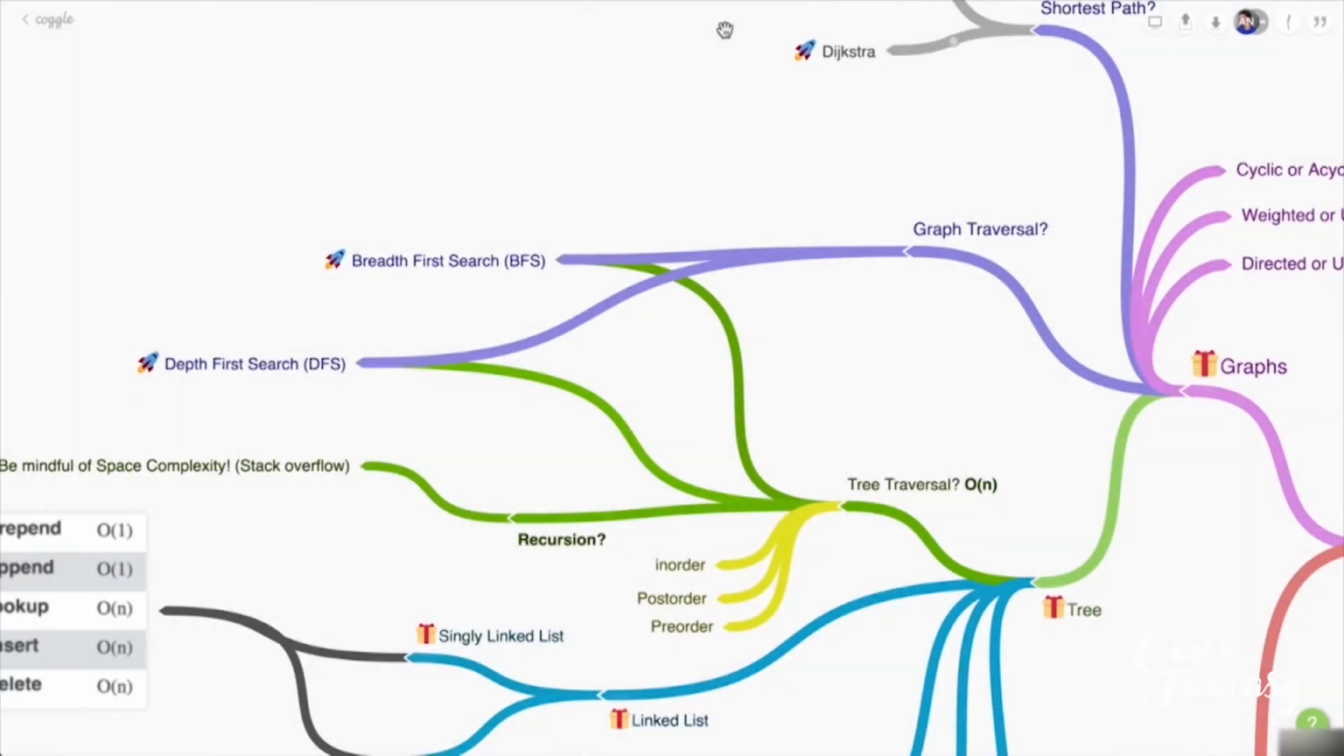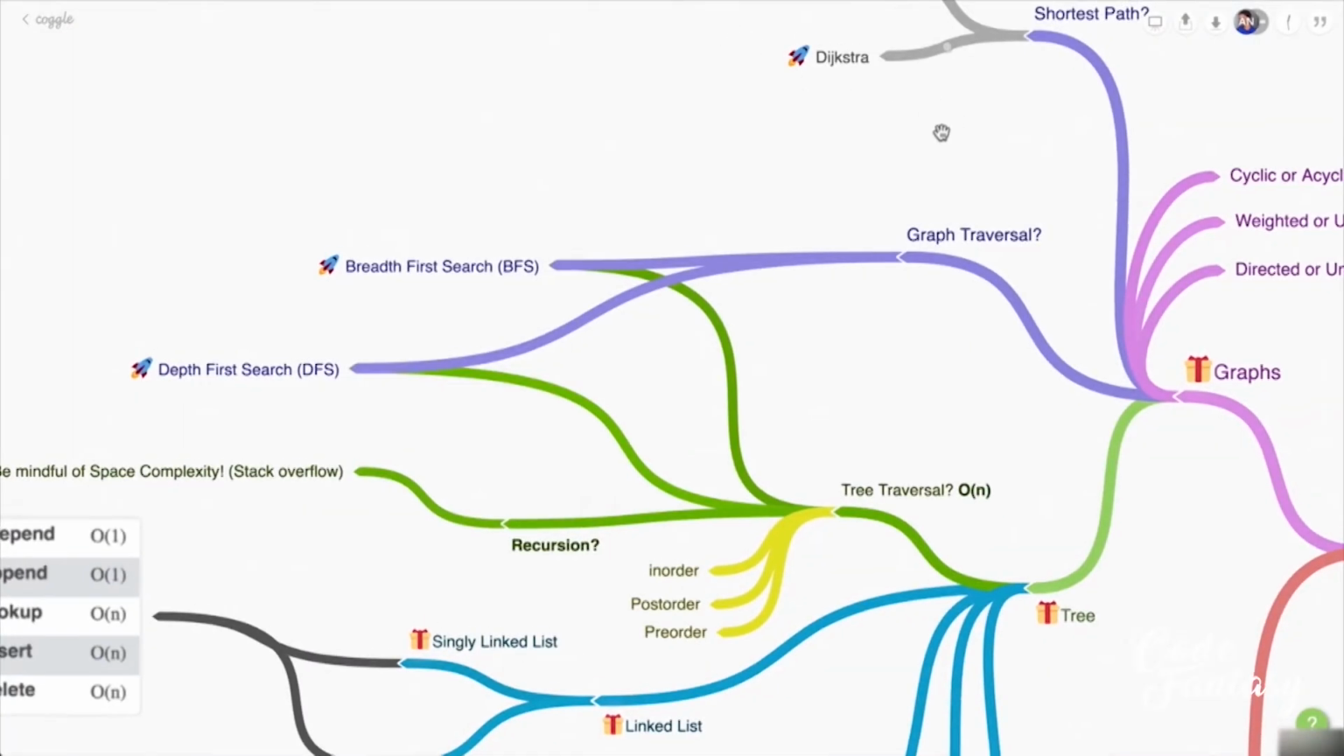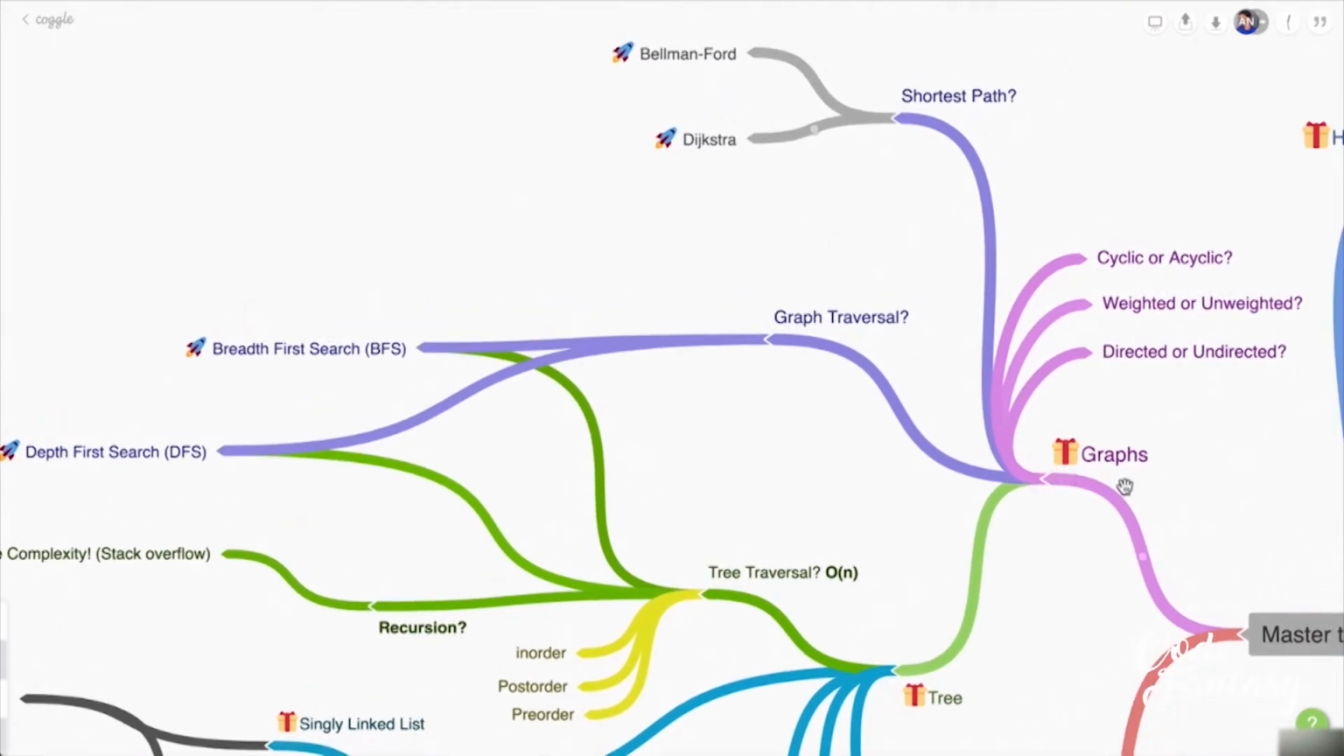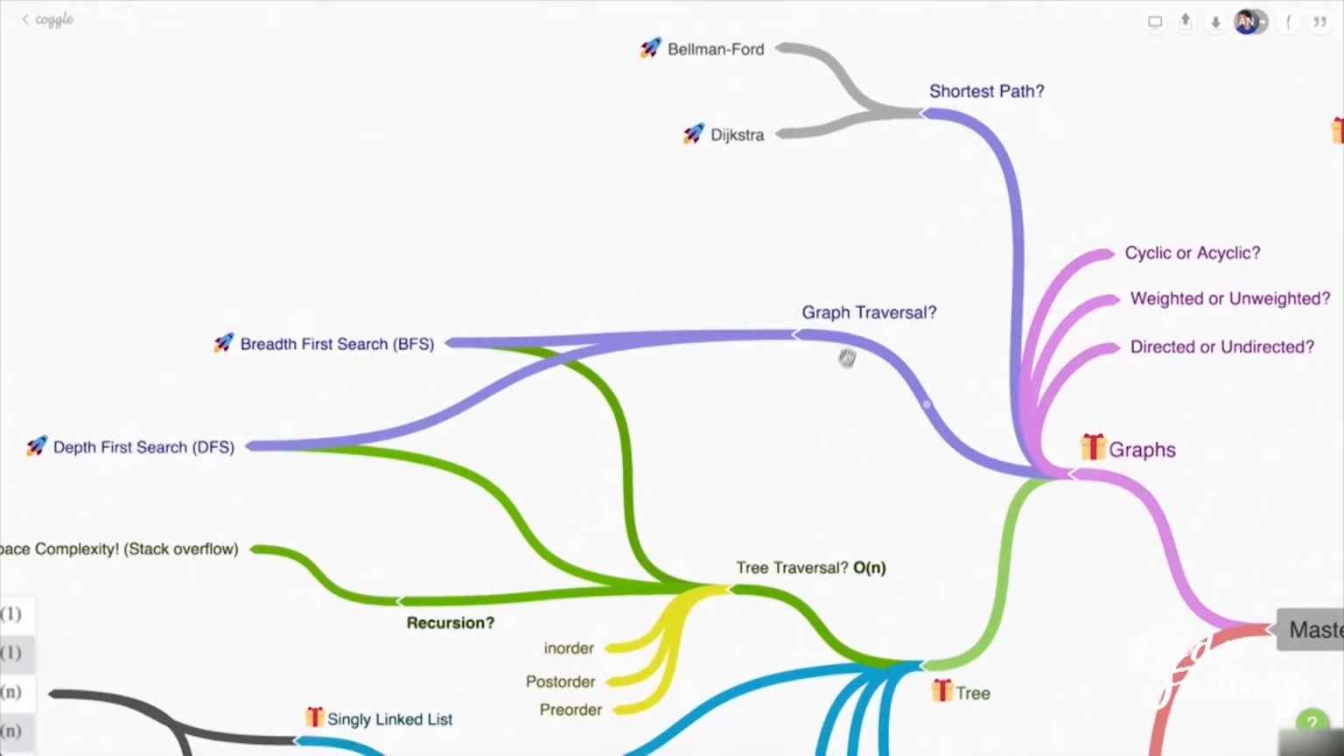Welcome back. I wanted to talk about one last piece of the puzzle, especially when it comes to graphs. Although we've talked about graph traversal up until now, and also tree traversal that use BFS and DFS, there's also another thing that you should consider.